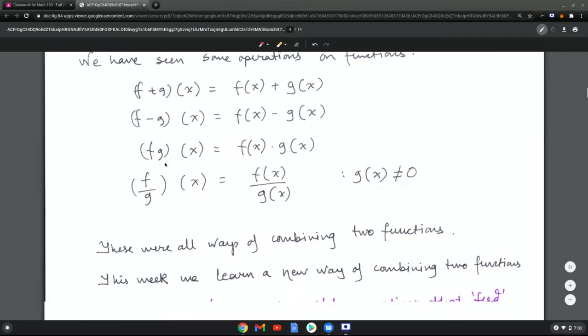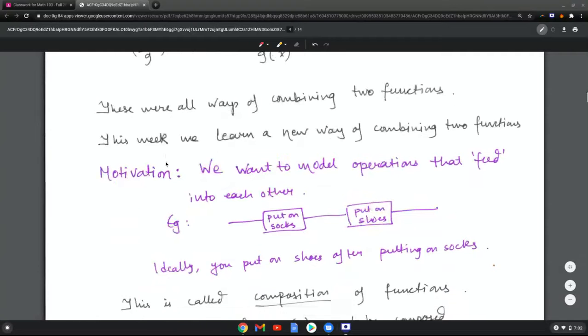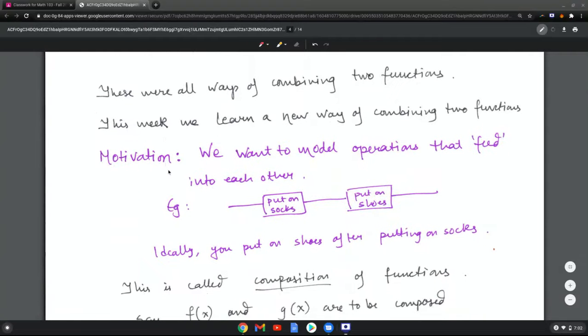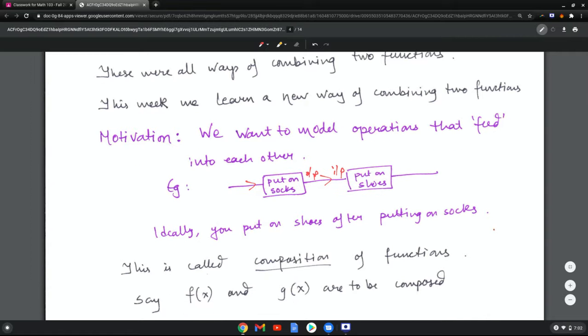This week, we are going to learn a new way of combining two functions. The motivation is we want to model an operation that feeds into another. For example, when you get ready, you put on socks and then you put on shoes, right? Not the other way around. So there's a particular order in which you do things, meaning you perform an operation and then the output of that operation feeds into the next operation as input. And this process is called composition of functions.